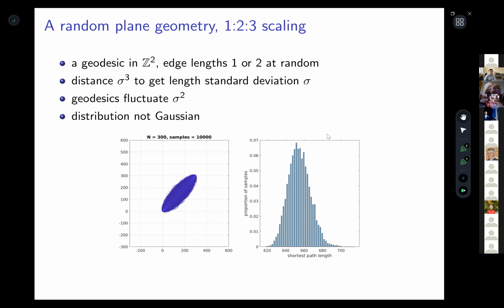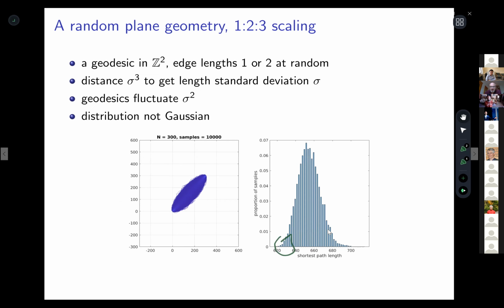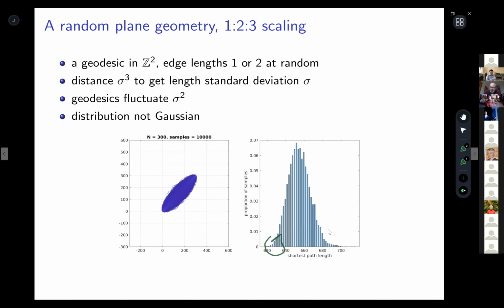Also, you will see that the distribution is not Gaussian, even on fairly short samples. You can see how the tails are different here on the left and here on the right, and that's actually a feature of this model. This is interesting because there are several conjectures in this area, and there are papers that resolve these conjectures assuming that the limiting distribution is Gaussian, and that certainly doesn't look like it would be the case.